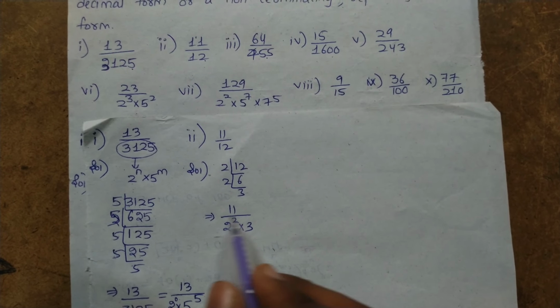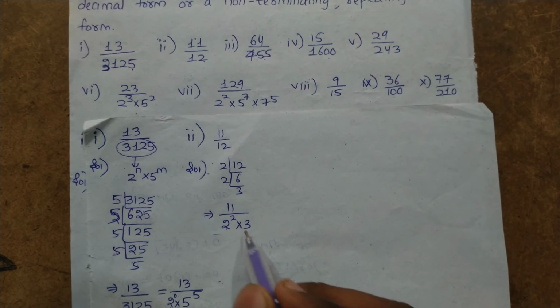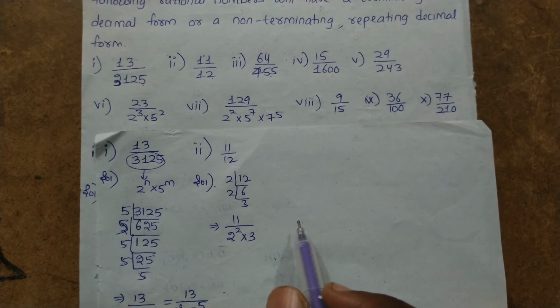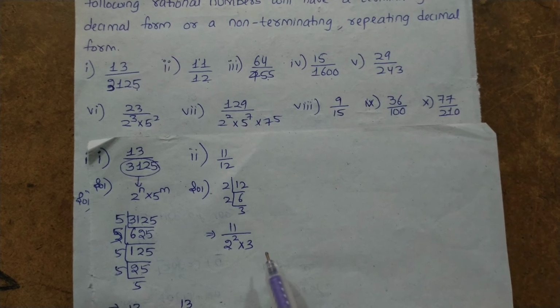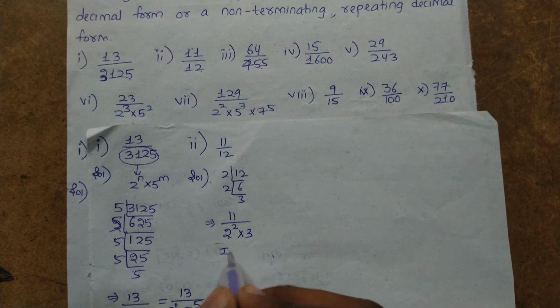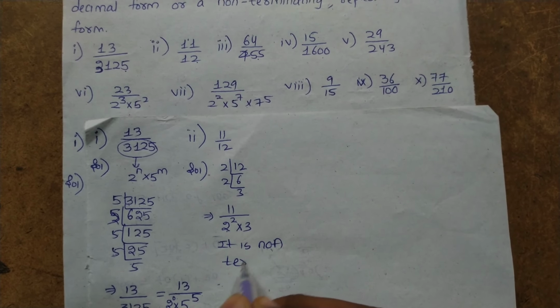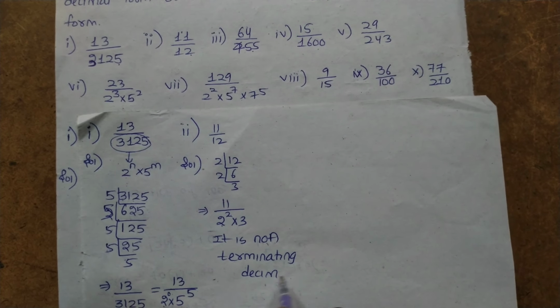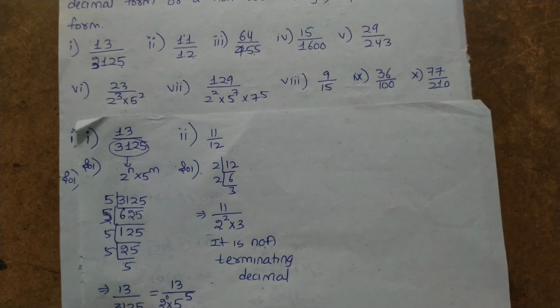So we are unable to write the denominator in the form of 2 power something into 5 power something. Here 3 is there. So that's why this 11 by 12 is not a terminating decimal. It is a non-terminating decimal. Clear? Because we already came to know that the denominator cannot be written in the form of 2 power something into 5 power something, that's why it is a non-terminating decimal.